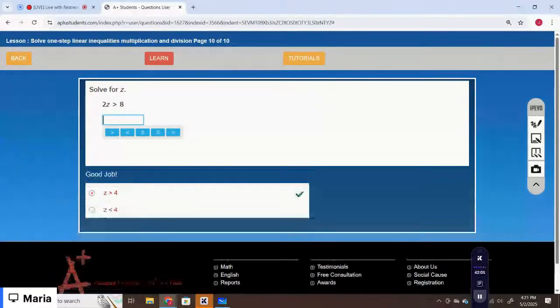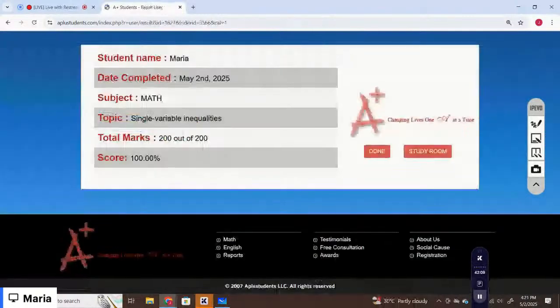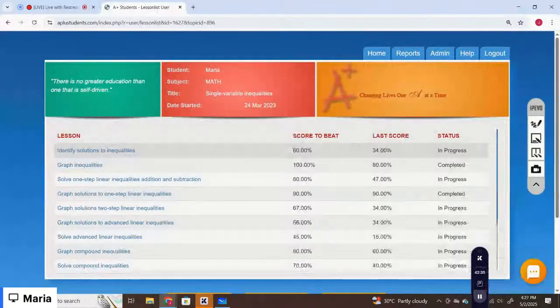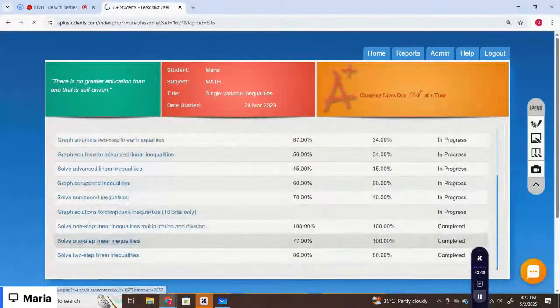Okay, we are done with the lesson. Let's just move on to the next lesson. The next lesson is one-step linear inequalities.